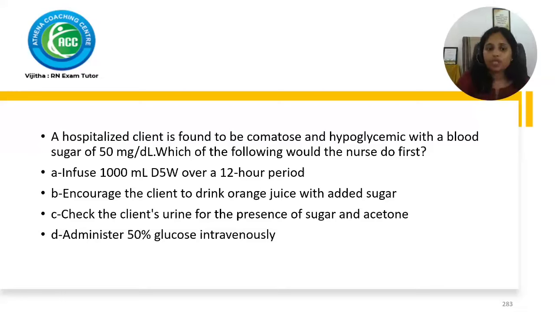IV 50% glucose or dextrose. Okay. Why is C important? What is the importance of C? Just C option indicates: check the client's urine for presence of sugar and acetone. This is to identify diabetic ketoacidosis. So now tell me, in diabetic ketoacidosis, what about blood glucose level?